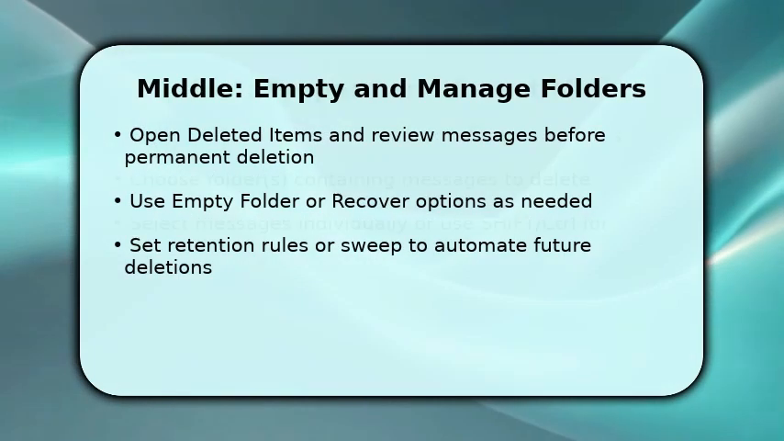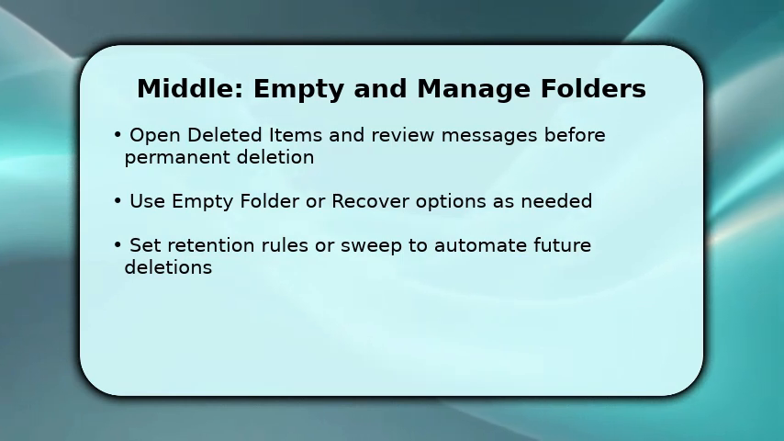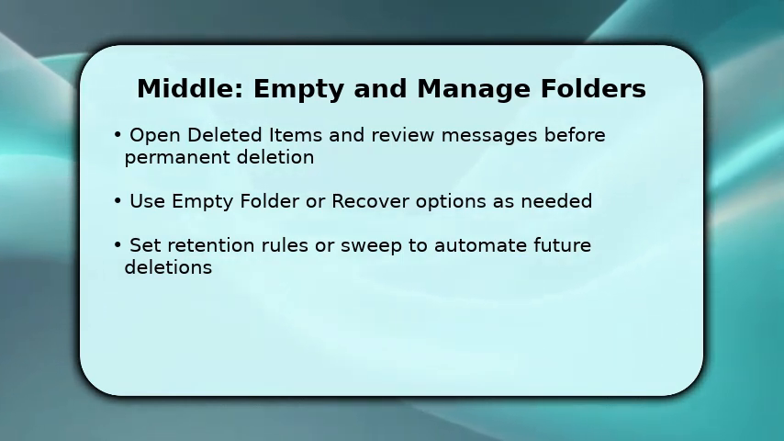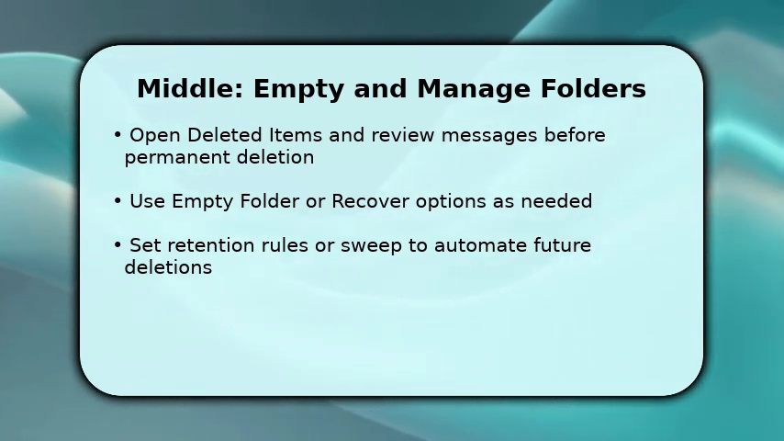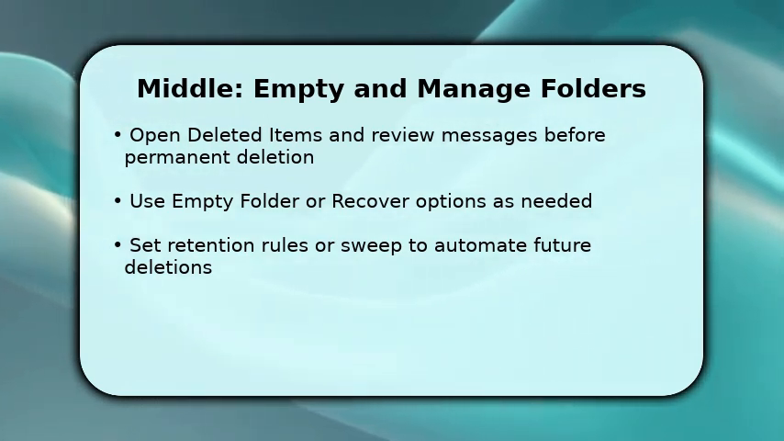Once messages land in Deleted Items, review them quickly. This is your safety net. To permanently remove everything, click Empty Folder or choose Purge for selected emails. Outlook may ask to confirm, accept to proceed.